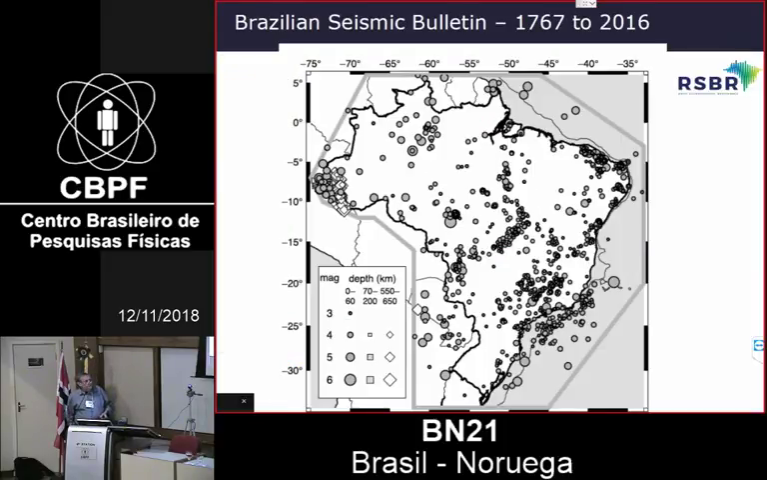Here you can see all the events that you had, both historical and events up to 2016. And if you see, most of them are under 660 kilometers depth, and very few are deeper than that, related to the subduction of the Nazca Plate. The biggest events are this one in Espírito Santo, and that one in Mato Grosso. Both happened in 1955.